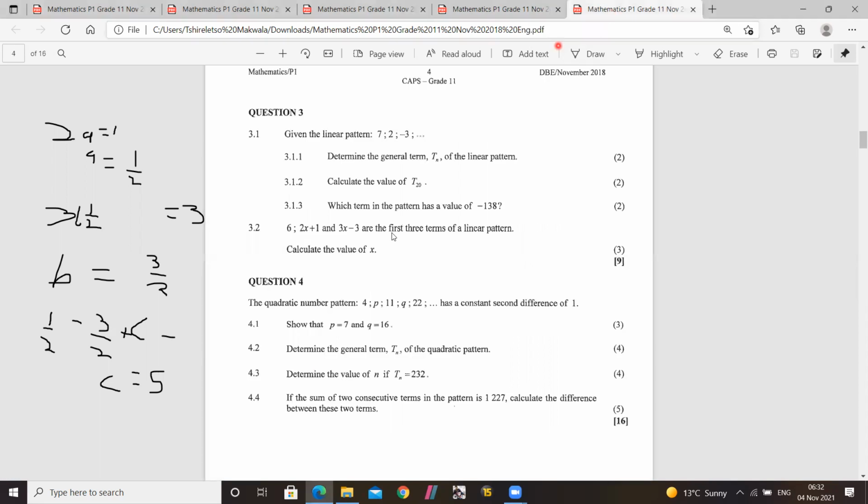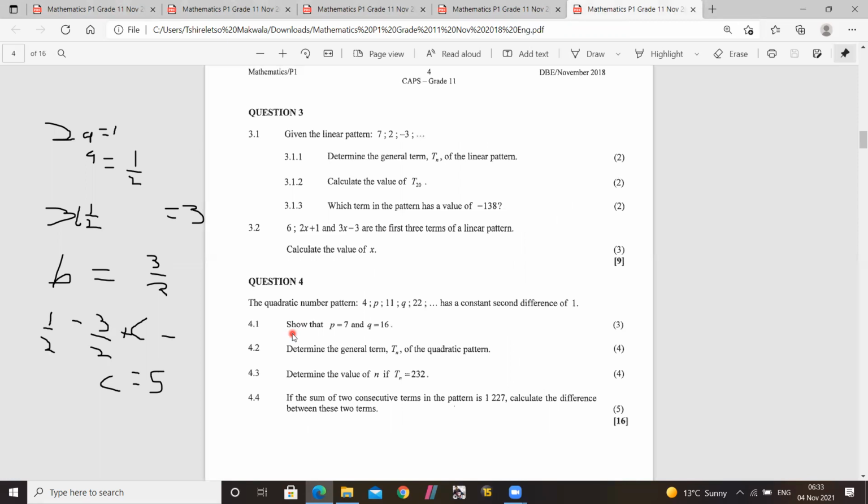Let me go through this type of question again. It says the sum of two consecutive terms in a pattern is 1,227. Calculate the difference between these two terms. Number one, you don't know what those two consecutive terms are. That's why you have to calculate what they are, so that you know the difference between those two.